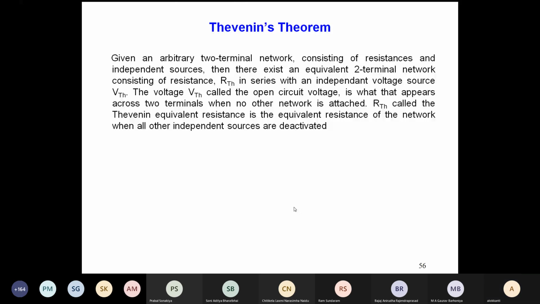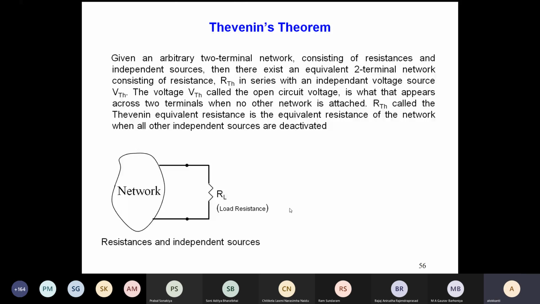So across the two terminals, I'll just show a circuit. So suppose there is a network, so that you can see the network. So I've kept it within that, complicated. Hello, can you hear? Yes, sir. Yes, sir. We can see.